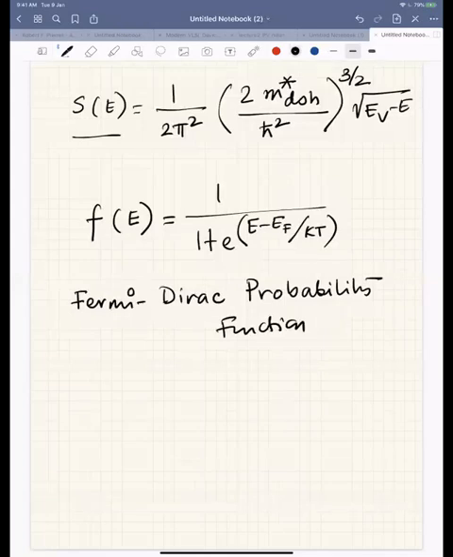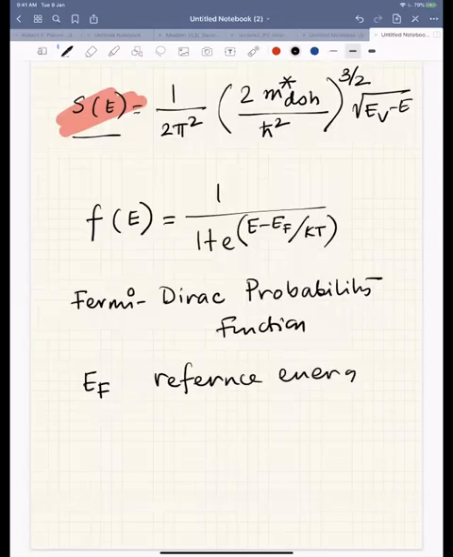Similarly, for the silicon crystal, we now know the density of states. These are the energy states available. Now the Fermi-Dirac probability function will give you the probability that these energy states are filled. Here E is the energy, and EF is basically a reference energy, popularly called the Fermi level, the Fermi energy level, right?